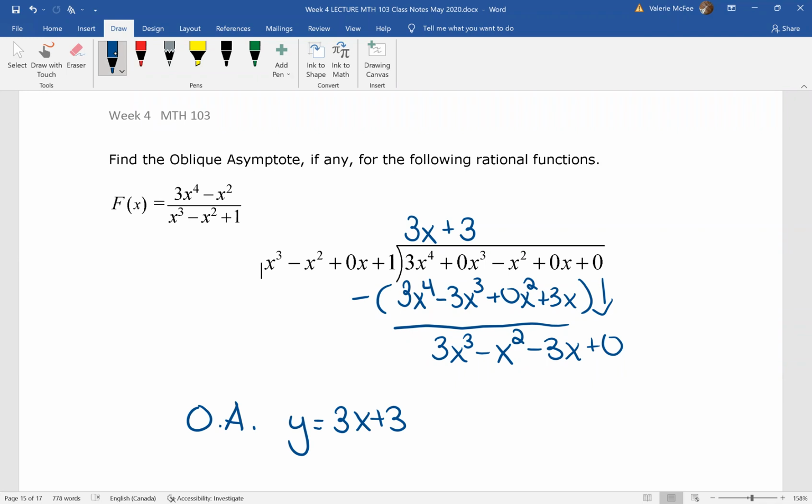In the next lecture, we'll look at putting this all together and finding all of the asymptotes for a function.